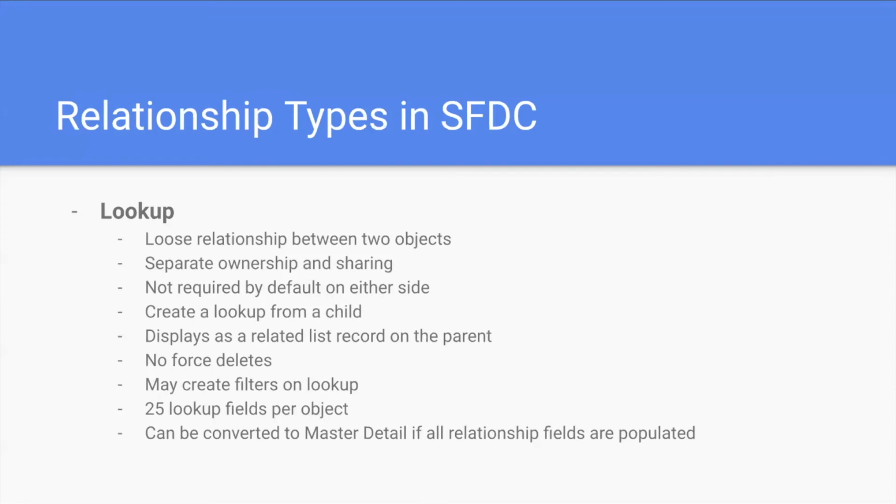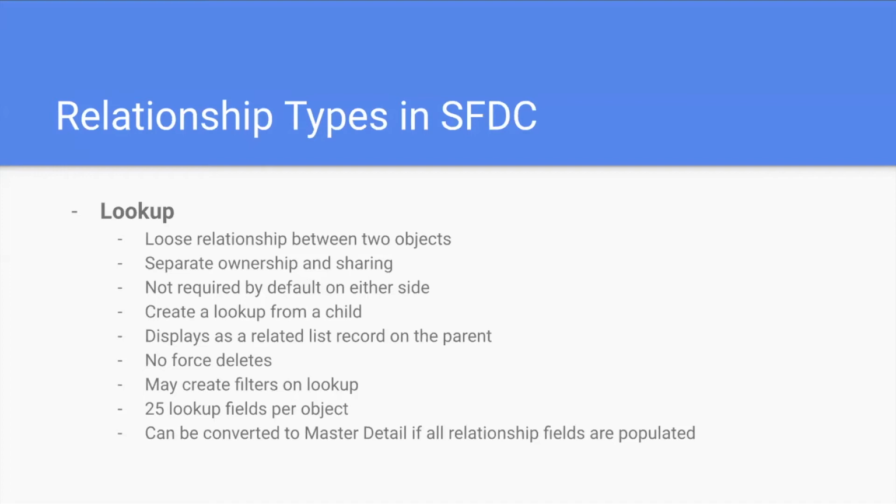and talk about the different relationship types in Salesforce. The first one is called a lookup relationship. Whenever you establish a lookup relationship, you're relating two different objects to each other, and you're relating these two objects very loosely, because ownership and sharing between the two objects is completely separate. They are their own entities. And a lookup relationship is not required by default on either side.